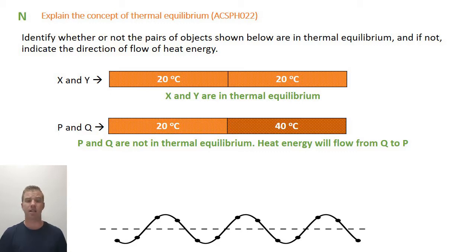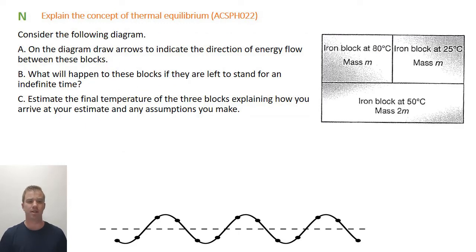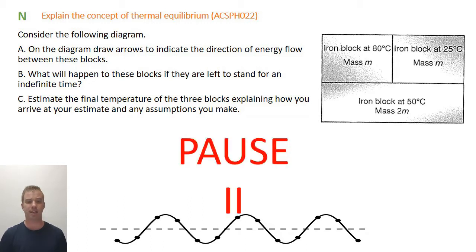Now let's have a look here at another question. We've got 3 blocks. Consider the following diagram. A, on the diagram, draw arrows to indicate the direction of energy flow between these blocks. B, what happens to these blocks if they are left to stand alone in time? And C, estimate the final temperature of the 3 blocks and explain how we got this, and if there are any assumptions that we've made. If you'd like the opportunity now, pause the video.